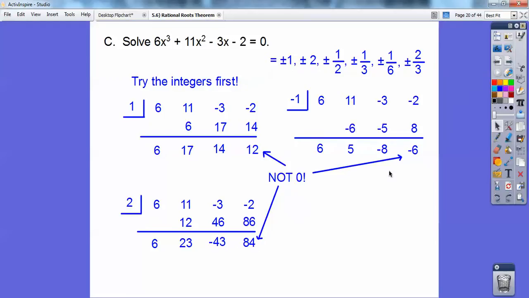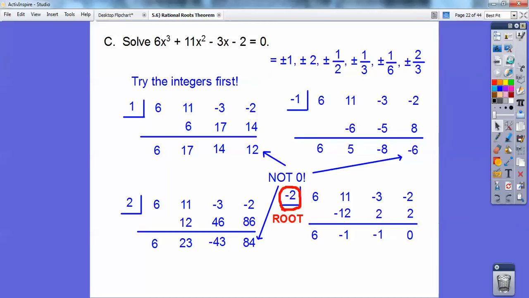Let's try negative 2. I'm going to synthetically divide negative 2 into that. And finally, I get a remainder of 0. Okay, so negative 2 is a root. So now this is a quadratic because this was a cubic right here. This is my condensed quadratic, 6x squared minus x minus 1 equals 0. So now I can just solve that guy right there.